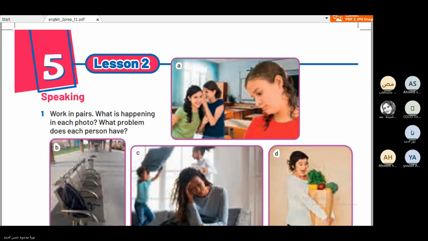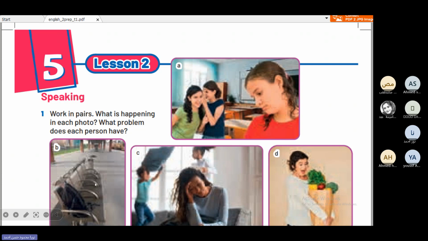Okay, let's speak together for a while. Okay, we have 4 photos here. What do you think is happening in each photo? Each photo has a problem. What do you think the problems that the people have here? Look at them and tell me. What do you think of the first one? Yes, the girl here looks sad and her colleagues are talking together. Okay, they don't talk to her. Maybe she's new at the school.